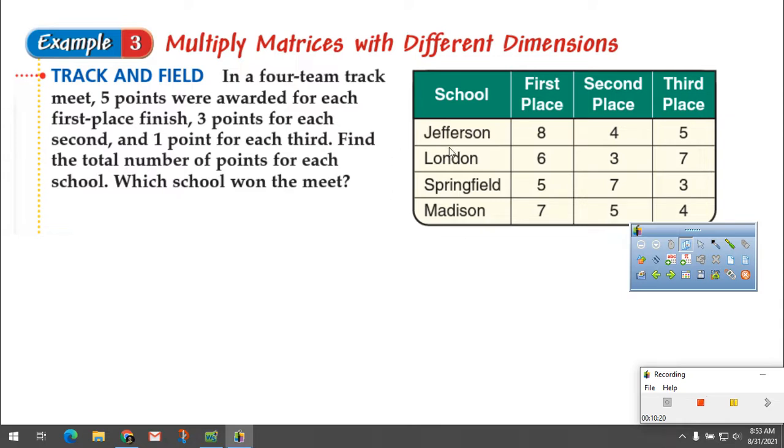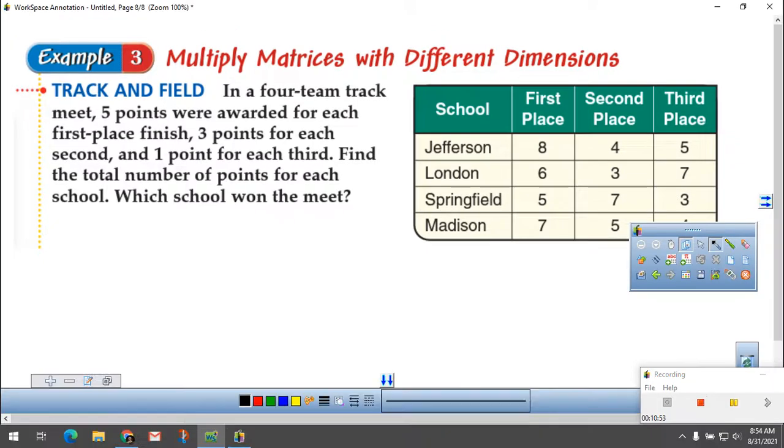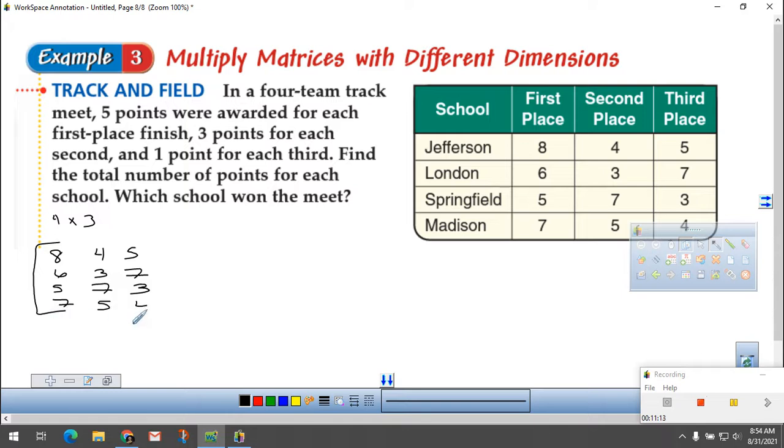Well, I noticed that there's 4 schools here, Jefferson, London, Springfield, and Madison, and it tells you first place, second place, and third place, how many people got those. So it looks like I definitely have a 1, 2, 3, 4 rows, 3 columns. Looks like I definitely have a 4 by 3 matrix. So what I have here is a 4 by 3 matrix with 8, 4, 5, 6, 3, 7, 5, 7, 3, and 7, 5, and 4.